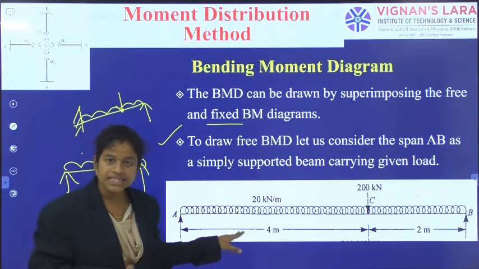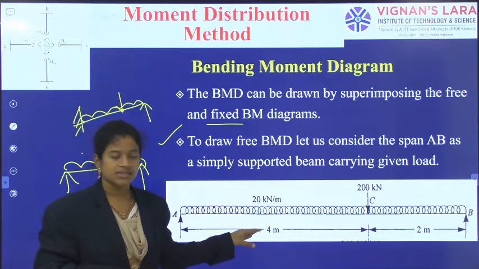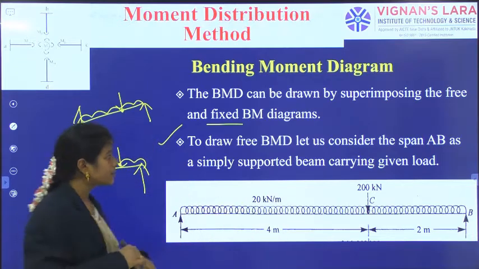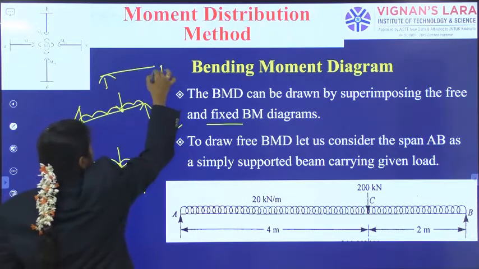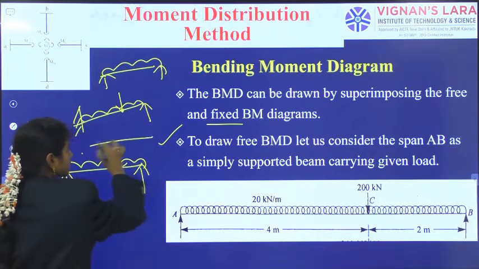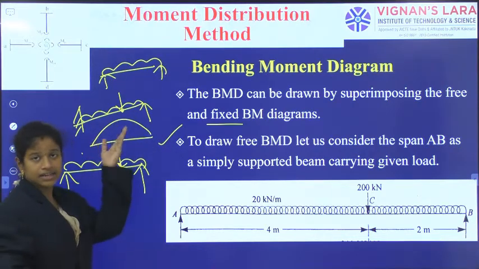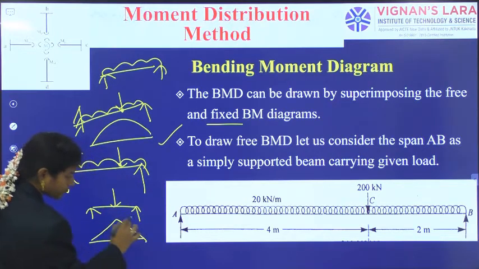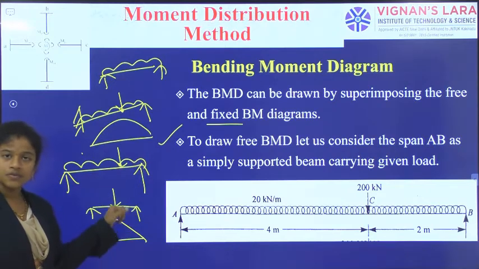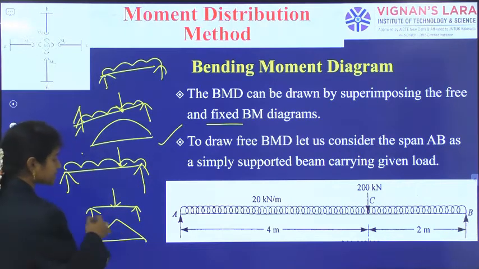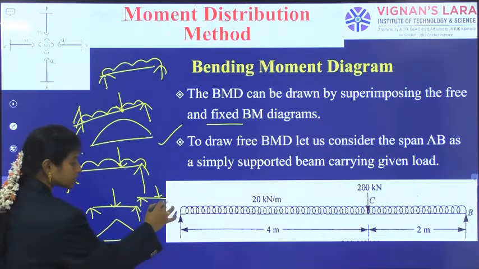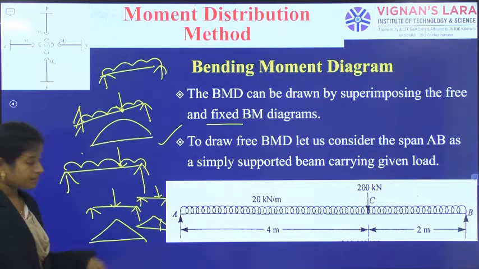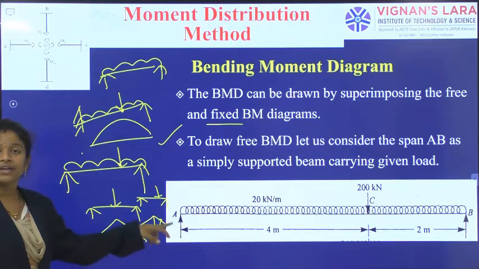you have to generate the free bending moment diagram for this structure, as it is not a single load. If it is a simply supported beam with a UDL, yes, I can directly superimpose. Or if it is a point load at the center, I can develop the free bending moment diagram and superimpose it as it is. If it is some eccentric loading, I can also superimpose, because I know the maximum bending moment and the free bending moment diagram shape.